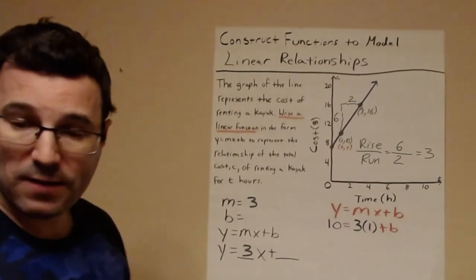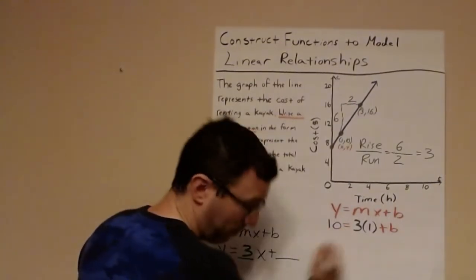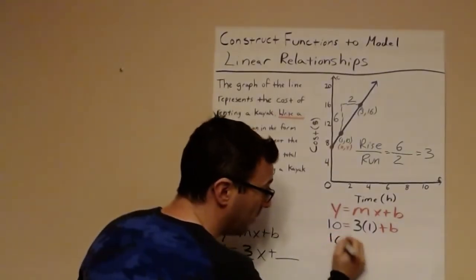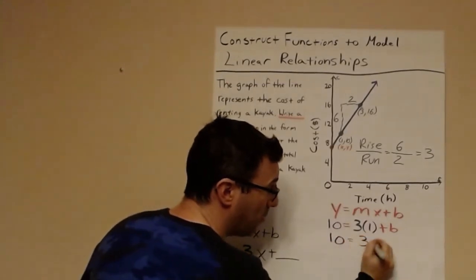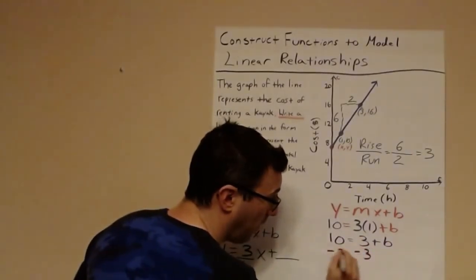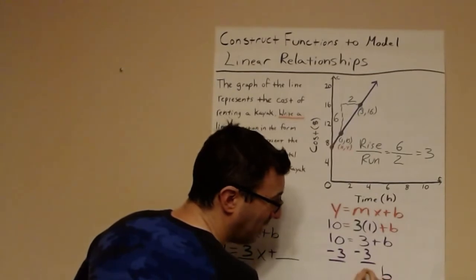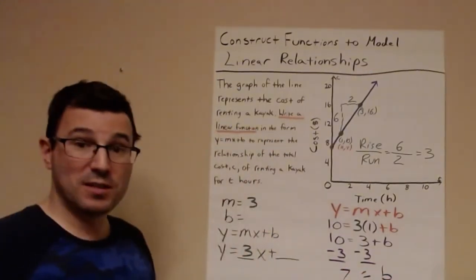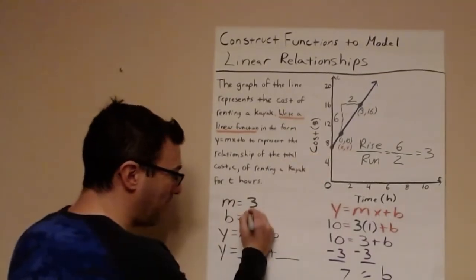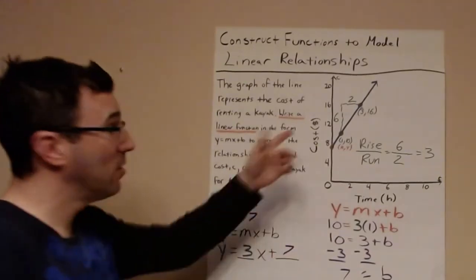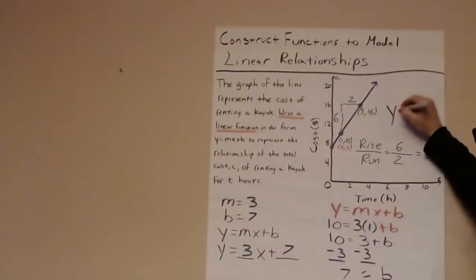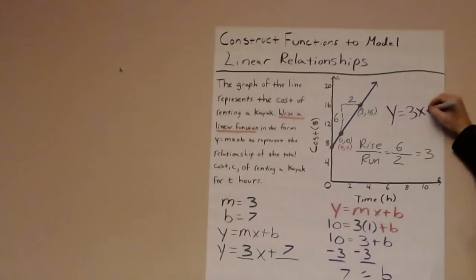So now I can work with this and figure that out. Apparently all the caps are just going to come right off today. 10 equals 3 plus b. I'll subtract 3 from both sides. And I get that b equals 7. Just like I thought it was, but I had to be sure. So I can take that, my b is 7. So the equation for this, I'll hop over here, y equals 3x plus 7.